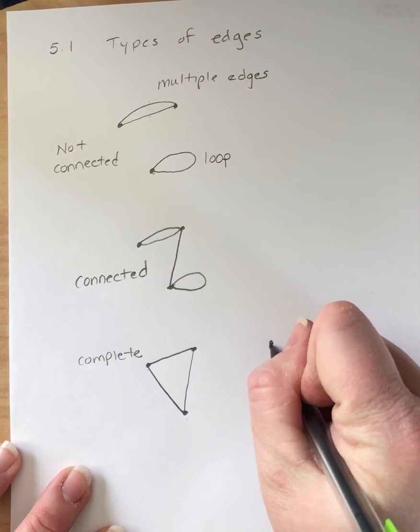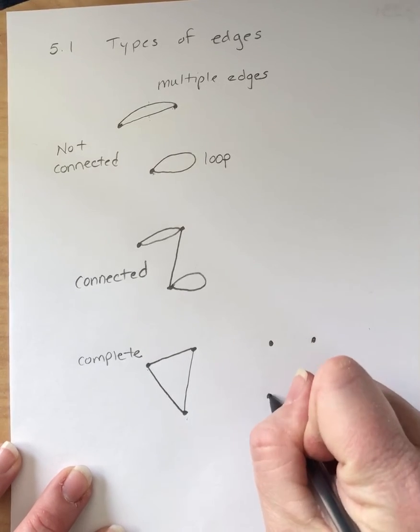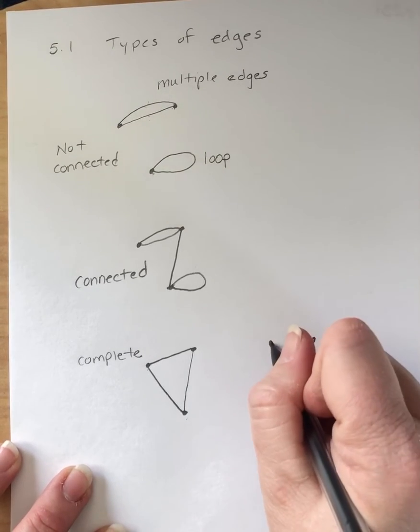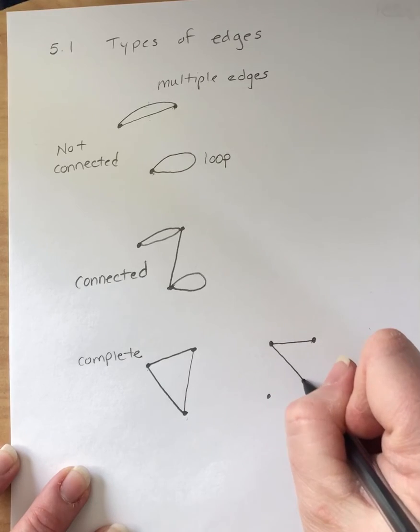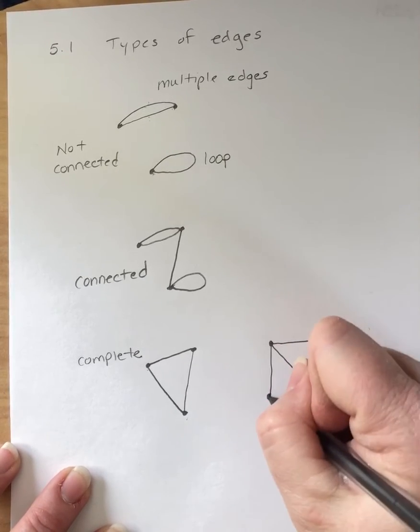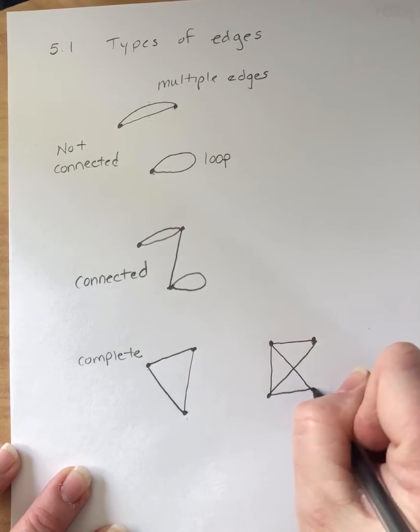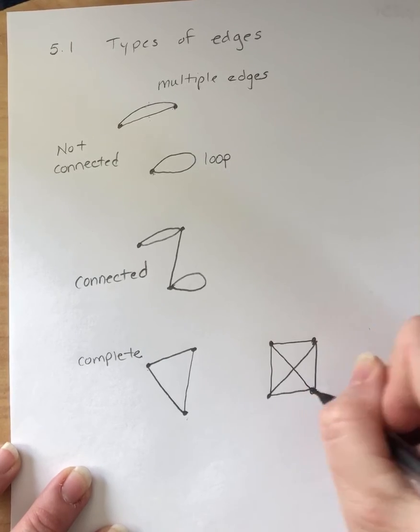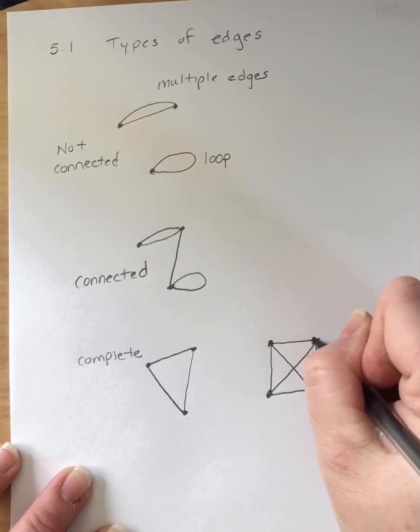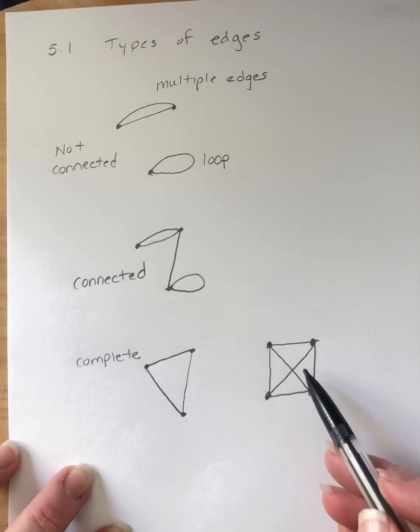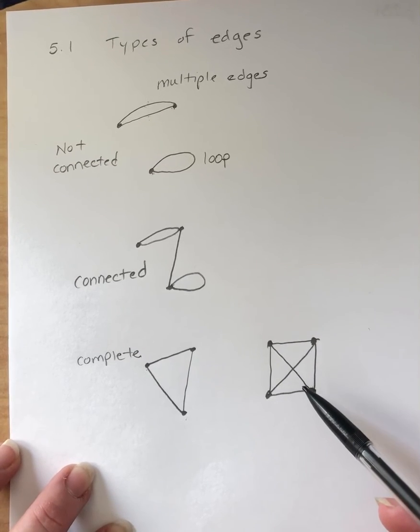If I have four vertices, a complete graph would look like this. They're all going to have three edges leaving each vertex. So this is another example of a complete graph.